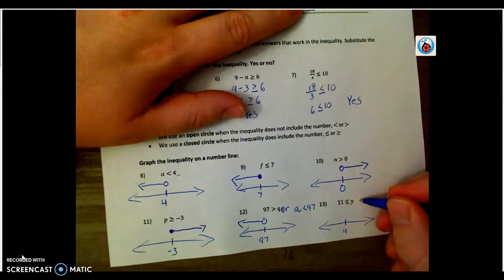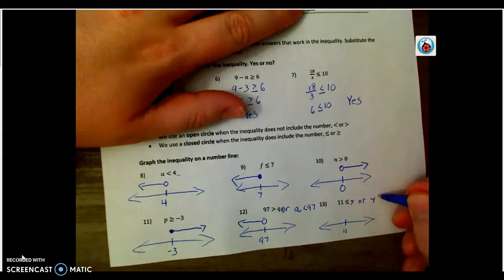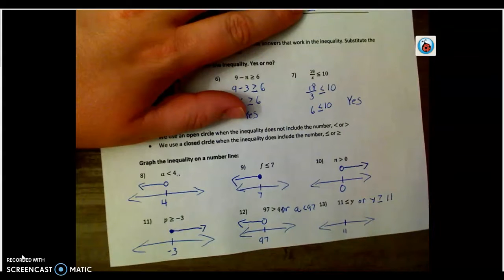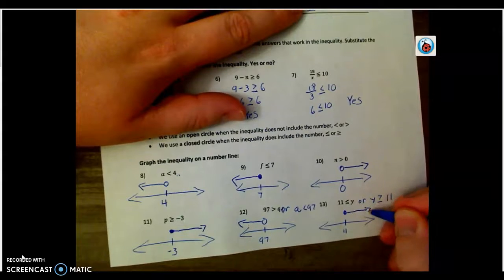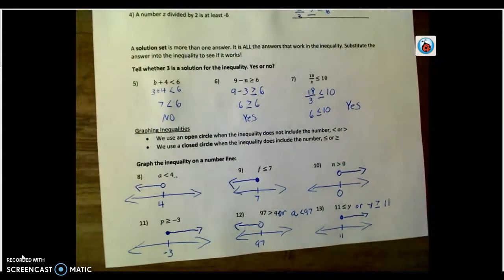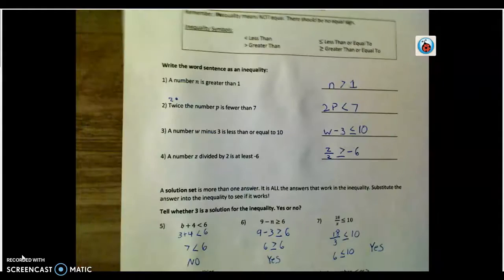And same idea for 13. Another way you can write this is y is greater than or equal to 11. So we need a closed circle at 11 shaded to the right. Okay, that's page 1 done. On to page 2.